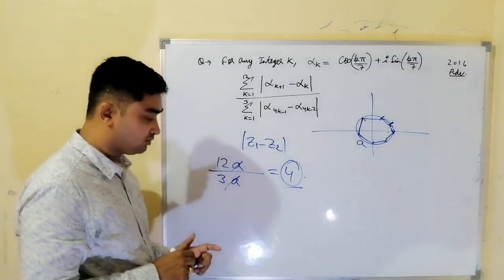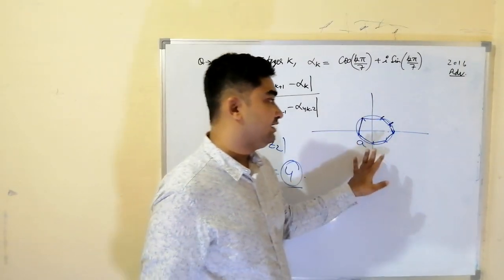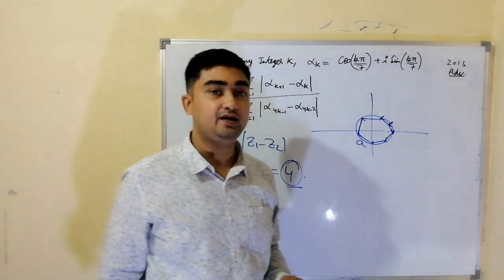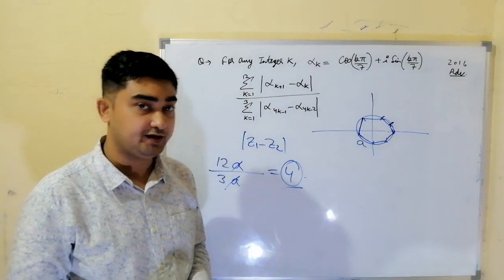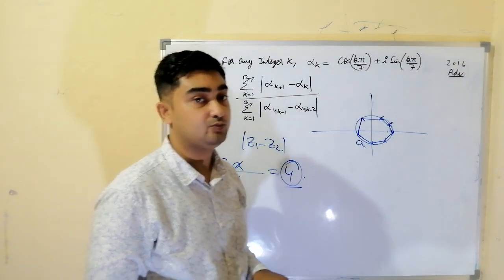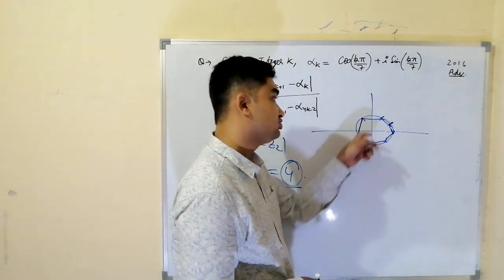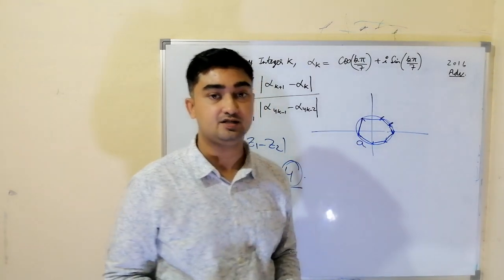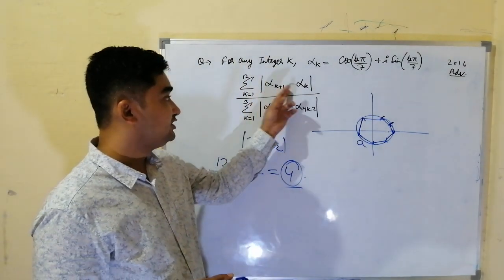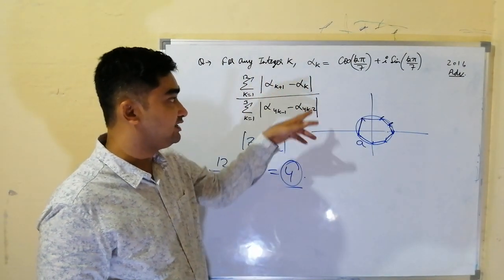So it is a very easy problem. We just need to know that nth roots of unity lie on a circle of unit radius and they make a regular polygon. Regular polygon means all the sides are equal. All the sides are equal means the difference of the adjacent complex numbers, the modulus of that, is the same.